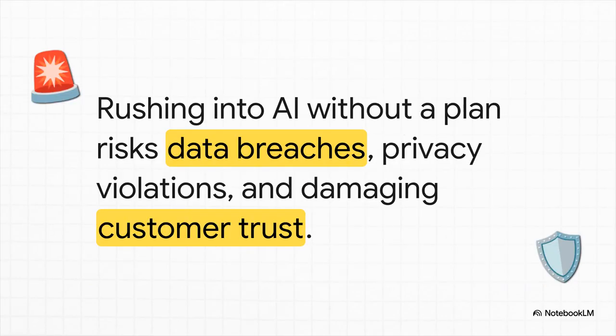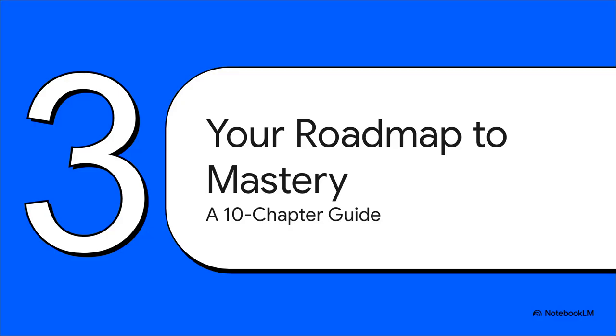And that, of course, brings us to the risks. Jumping into AI without a solid plan isn't just a little careless, it's downright dangerous. You're basically opening the door to data breaches, privacy violations, and the one thing you can never get back easily, customer trust. These are the kinds of mistakes that a good plan helps you avoid from the get-go. So how do you avoid those pitfalls? You need a plan. And that's exactly what this next part introduces, a 10-chapter roadmap.